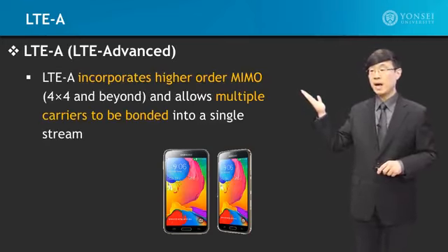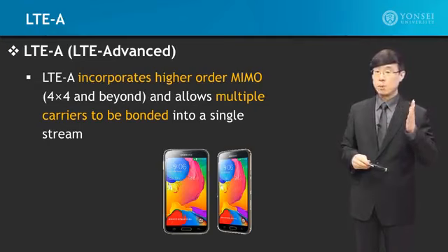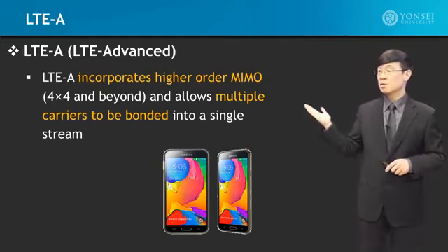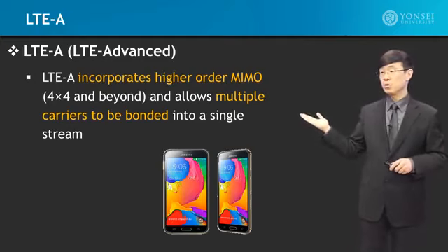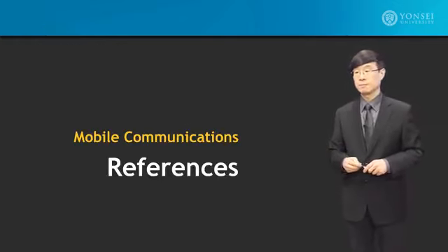LTE incorporates high-order MIMO technology using 4x4 antennas and more, meaning that on the mobile device you have 4 antennas, and at the base station you have 4 antennas or more. And this allows multiple carriers to be bonded into a single stream. And that is how we get gigabits per second data rates for uplink and downlink.